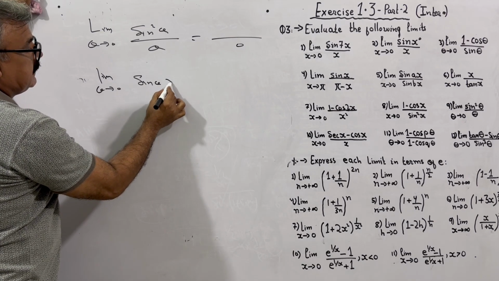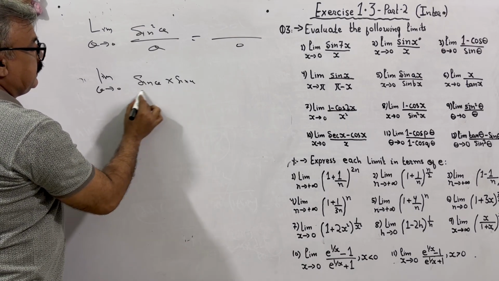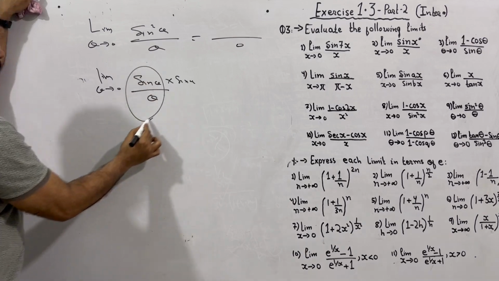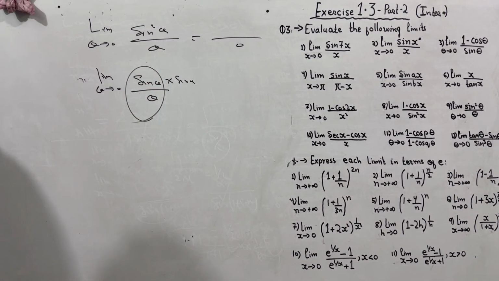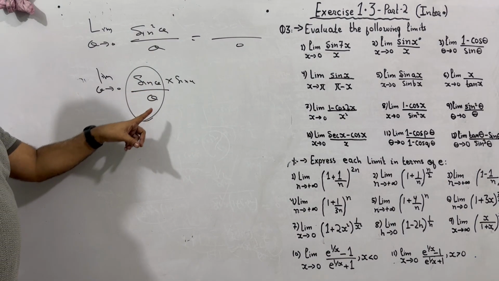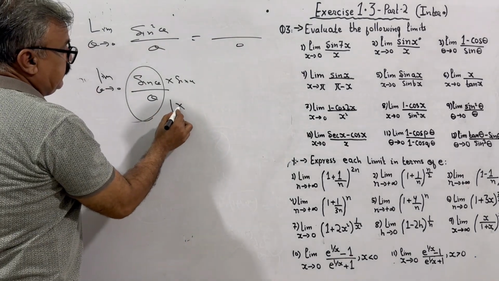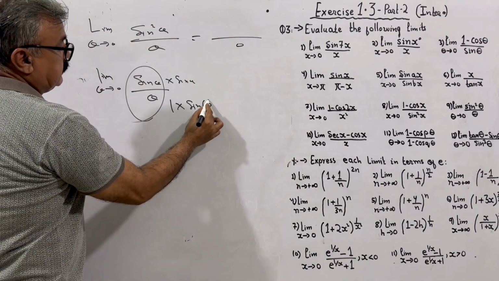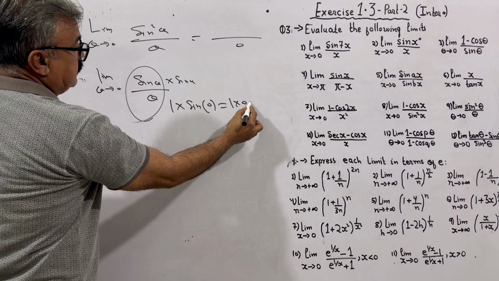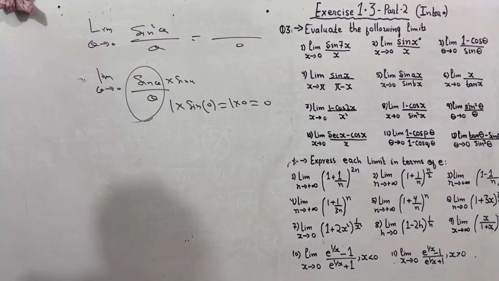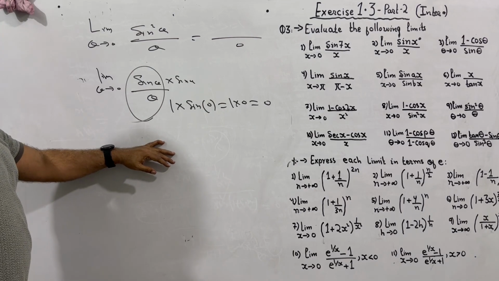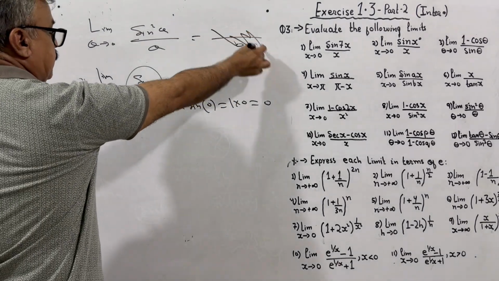Sin square theta can be written as sin theta times sin theta divided by theta. By virtue of this formula, limit theta tends to 0 of sin theta over theta is equal to 1, times sin 0. Sin 0 is 0, so 1 times 0. 0 is our answer in that case. We can afford 0 in the numerator, but not in the denominator.